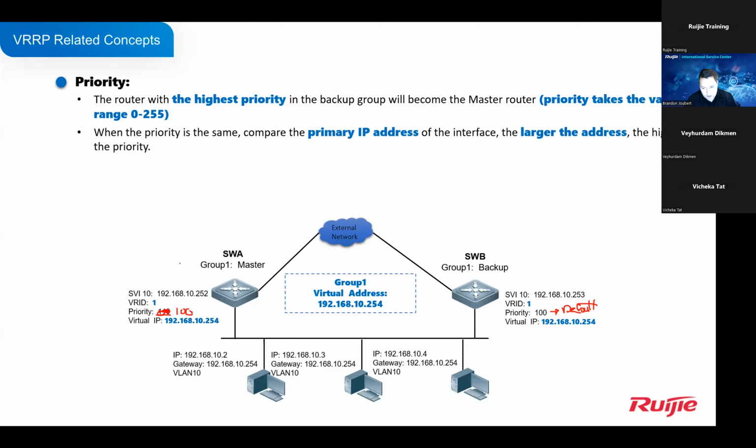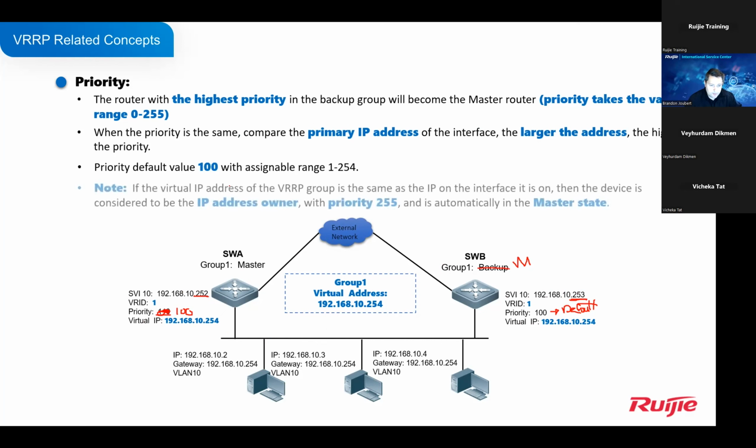What will VRRP do in this instance? Well, VRRP will see, okay, the priorities are the same. So what it will do is compare the IP addresses, and it will take the device with the highest IP address to become the master router. So in this scenario, this device has the highest IP address of 253, and it's higher than 252. So this backup device would actually have become the master device if the priorities were left at default. Like I've mentioned, default priority is 100.